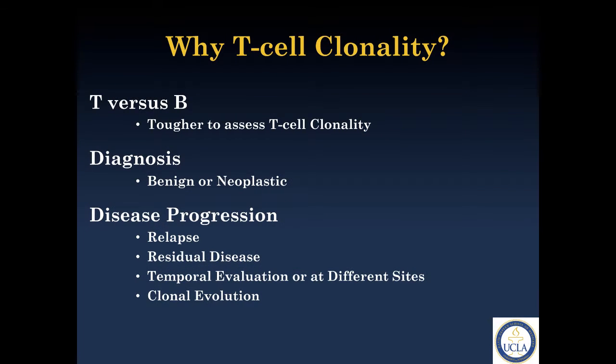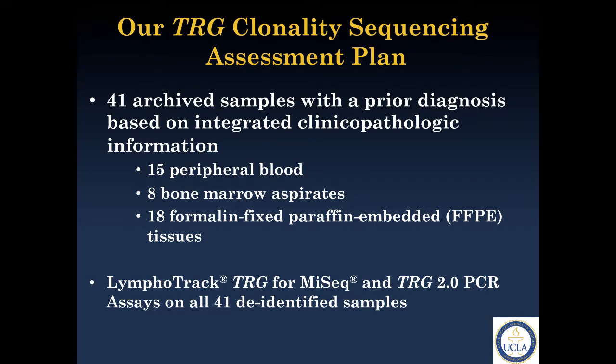So I wanted to look at T-cell clonality first, because it is much harder to assess clonality in T cells than in B cells. So this is the assay that we evaluated, LymphoTrack TRG assay for the MiSeq. We studied 41 archived samples with a prior diagnosis based on integrated clinico-pathologic information. I'm a hematopathologist, not a bioinformatics person, but this software, I could handle it. And once I learned how to do this, it was as easy as working with any other software.